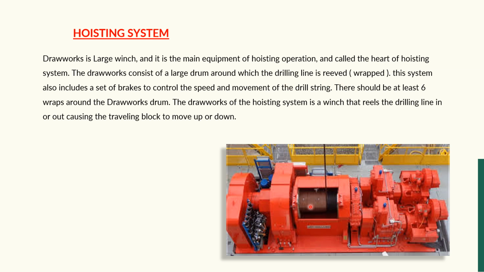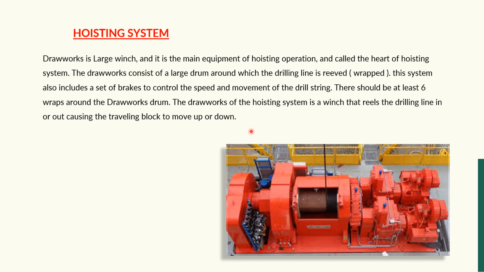So we are looking over here. Inside there is a large drum, and on the outside of that drum the drill line is rigged, or we can say wrapped. This system also includes a set of brakes, which might be a mechanical brake or an electromagnetic brake, to control the speed and movement of the drill string. There should be at least 6 wraps around the drawworks drum during operations. The drawworks is a winch that reels the drill line in and out, causing the traveling block to move up and down.